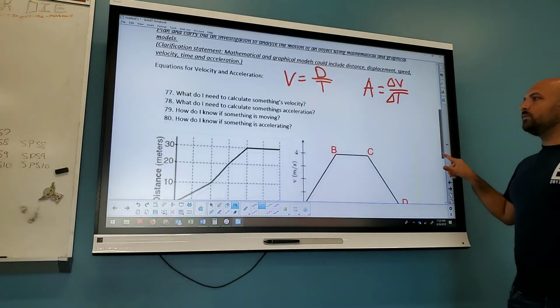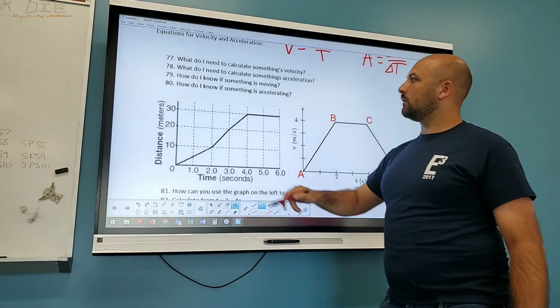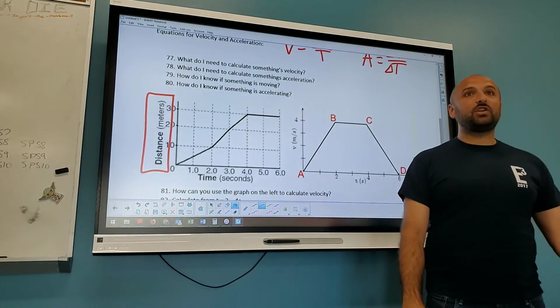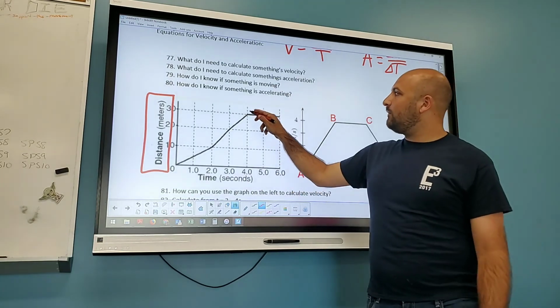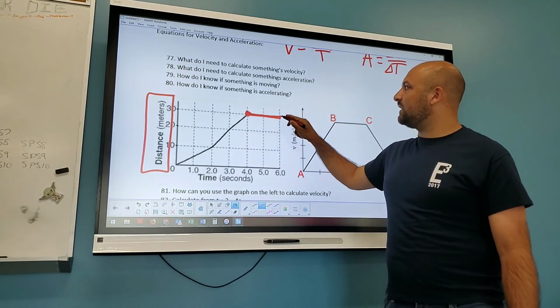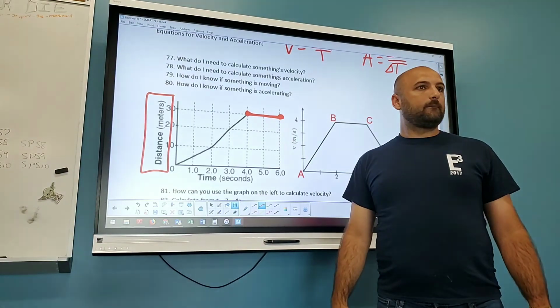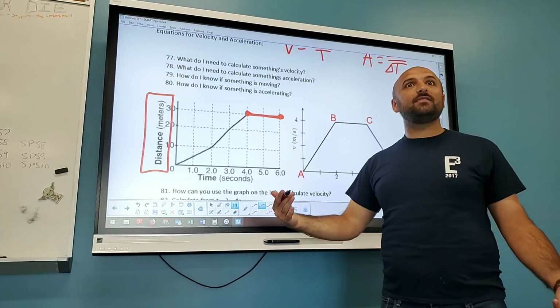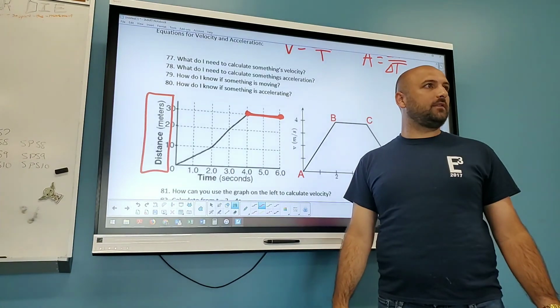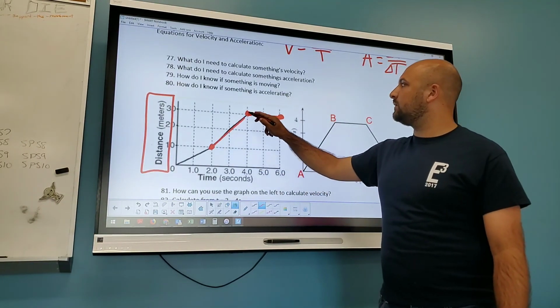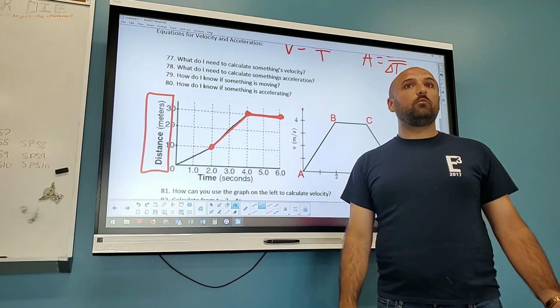How do I know if something's moving? What has to change? The distance has to change, right? If I have a distance that's constant, it means the object's doing what here? Not moving. It means it's staying the same because this distance stays the same. Does that make sense? All right. And if I see the distance increasing from 10 to 30 there, that means it must be moving, right?